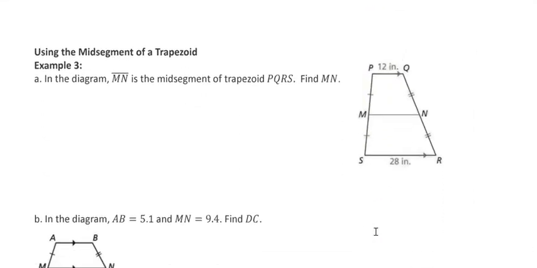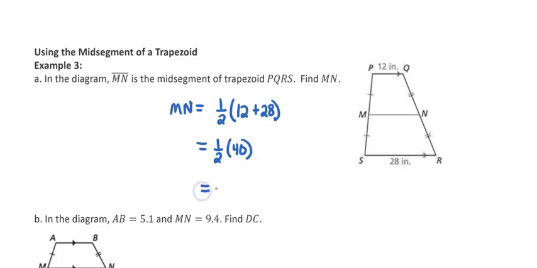Okay, so it says in the diagram, MN is the mid-segment. Find MN. So MN is half the sum of the bases. One of the bases is 12, the other base is 28. So you add the bases first, or you can just put it in a calculator all at once, but you'll do 12 plus 28. That's going to get you 40. And then half of 40 is 20. And this was in inches. And that is the length of MN.